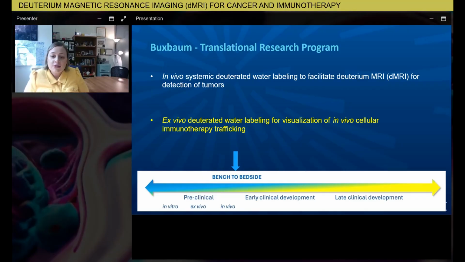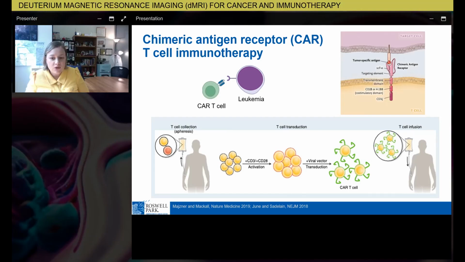So I'll switch gears, and this part of my talk is going to be quite short because this project is a little bit further out, upstream rather, from the early clinical development. It's still very much currently being tested in vivo and in mouse models. And that is ex vivo deuterated water labeling for visualization of immunotherapy trafficking.